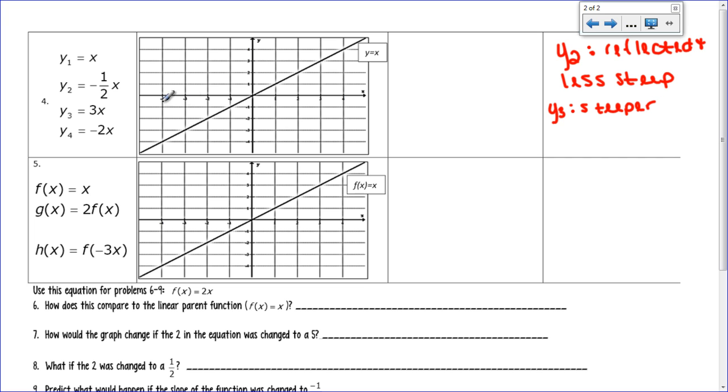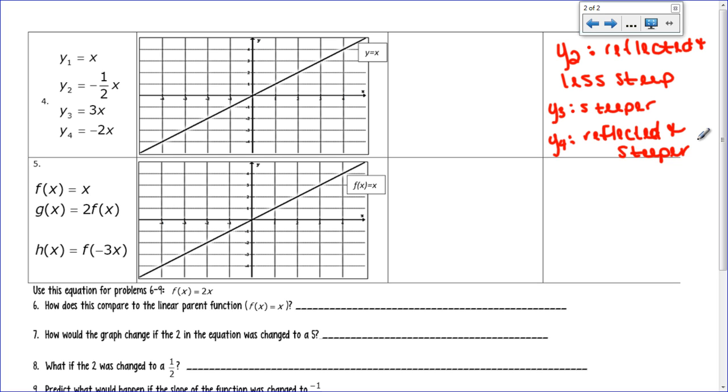So the parent function, y1, and then y4 is negative 2x. Well, that negative, just like we said, is going to reflect it. The 2 will make it steeper. So y4 is reflected, and this one is steeper. You can graph them all and look at them, but that's what is happening. You have to know that a negative reflects it, a smaller number makes it less steep, a larger number makes it more steep. So now let's look at number 5, because now I'm changing the notation.